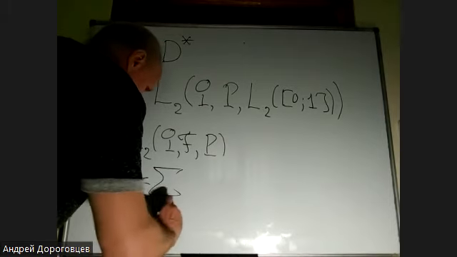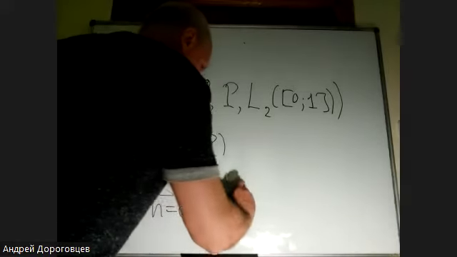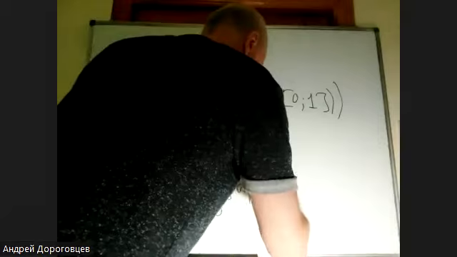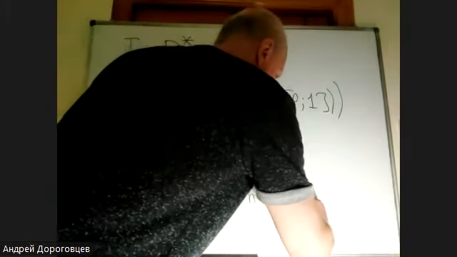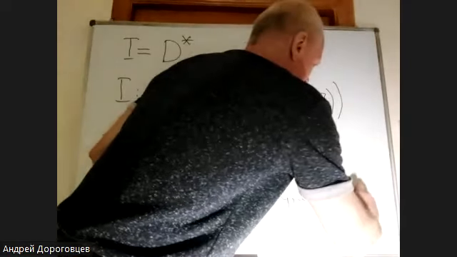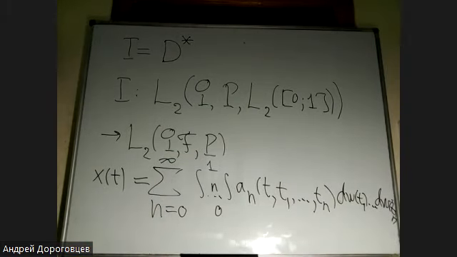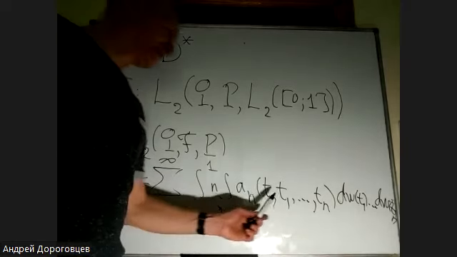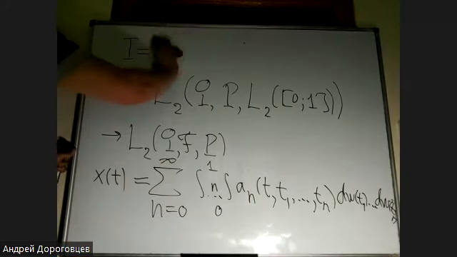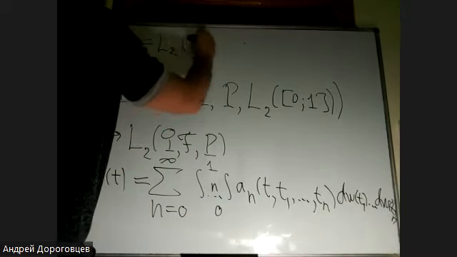So this is the sum from 0 to infinity of the multiple integral I_n of a_n, but now the kernel a_n depends on the additional variable t. So it looks like this: a_n(t, t_1, ..., t_n) dW_{t_1} ... dW_{t_n}. So we have such a representation, and let me recall that a_n is a square integrable random kernel symmetric with respect to t_1, ..., t_n. Since X_t is square integrable, one can easily check, please do this as an exercise, that a_n belongs to L_2([0,1]^{n+1}).